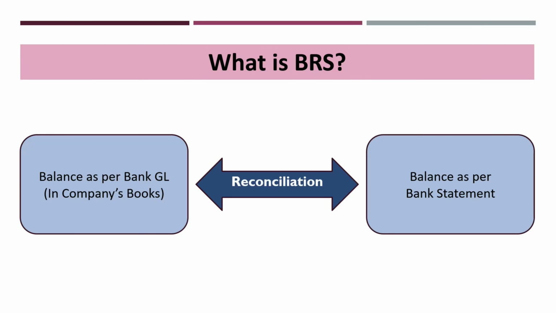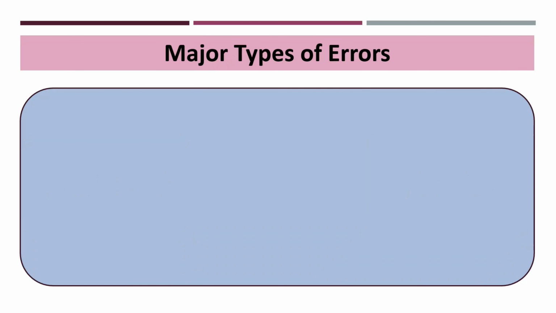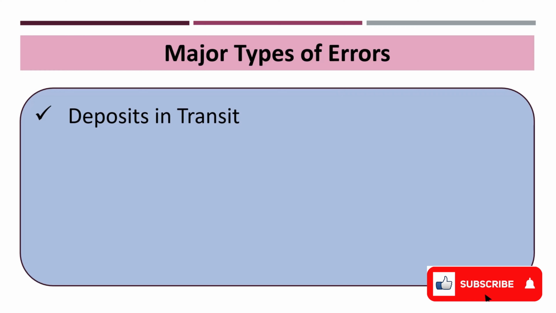The purpose of making bank reconciliation statement is to detect errors and to correct them. What are the major types of errors that we can go through during our bank reconciliation? First of all is deposits in transit. These could be the checks or the remittance instructions from our customers that we have received. We recorded them in our accounting system, but in the bank till now we did not receive these payments.